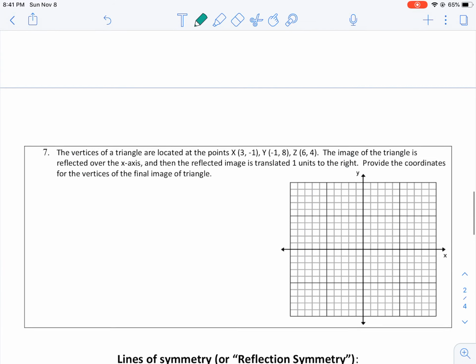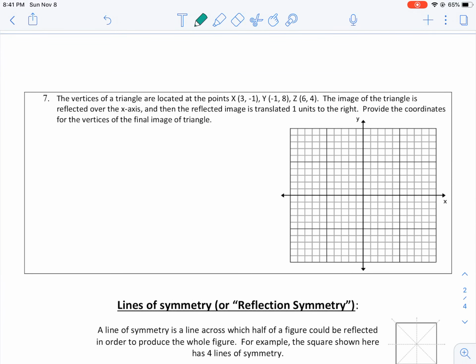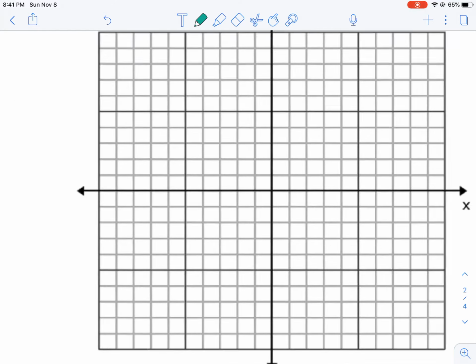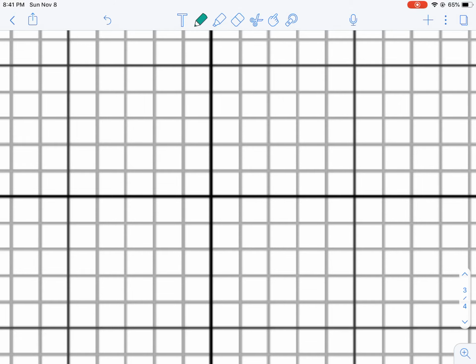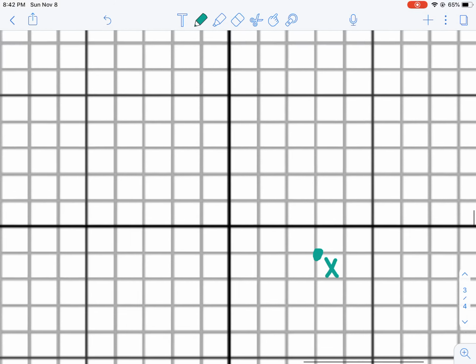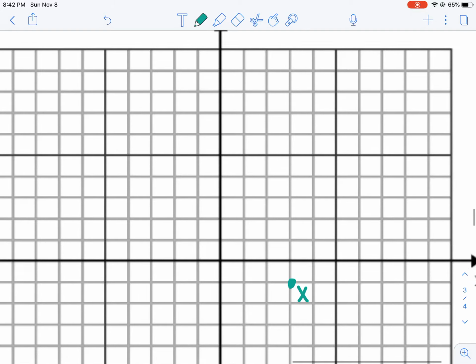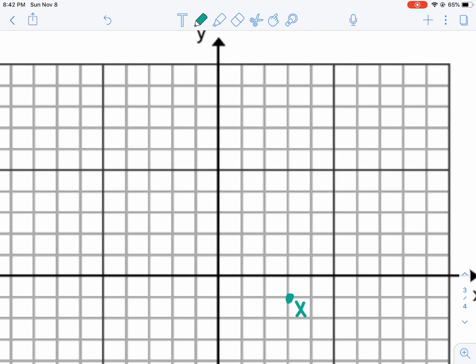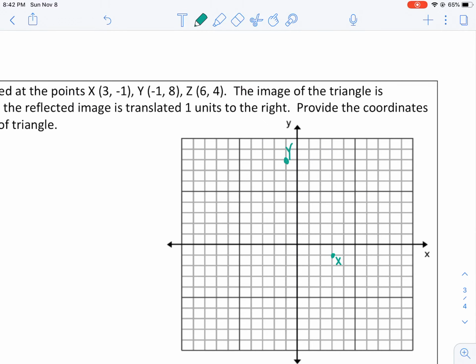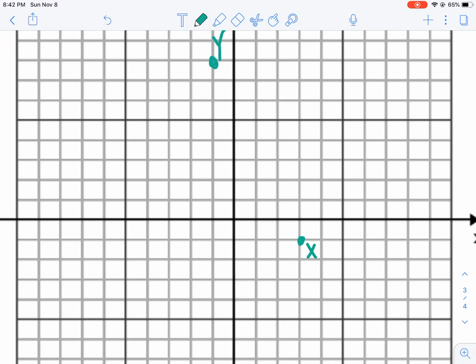We're going to finish up real quick, all right? Number 7, the vertices of a triangle are at 3, -1 for x. So let's plot these points. That's 1, 2, 3, -1. So there's x. Then we've got -1, 8. That's y. And then we've got 6, 4 for z.